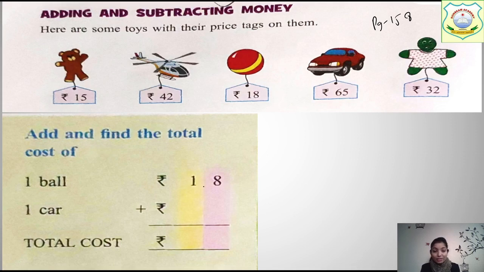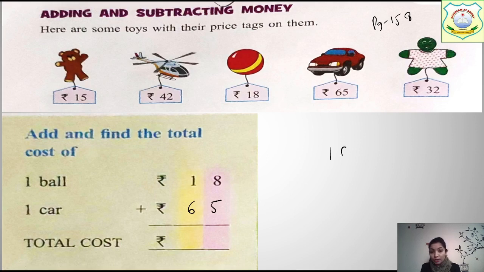One ball is equal to rupees 18. Now one car is how much? You can see here the car price is 65. So you will write here 65. In your book, you have to do this in your book, page number 158. Now here we need to find out the total cost. So now what you have to do?